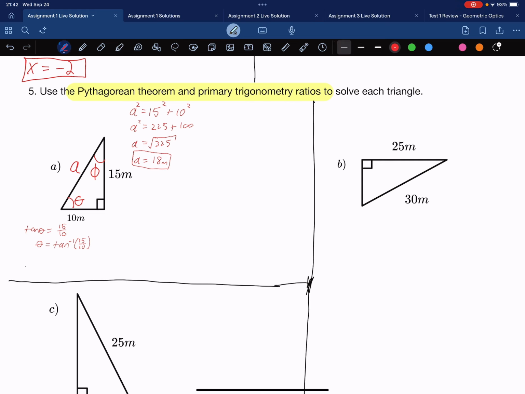Oops, there we go. This is going to give us, punching into the calculator, the inverse tangent of 1.5, because 15 divided by 10 is just 1.5. That's going to give us about 56. So I will say 56 degrees for theta.